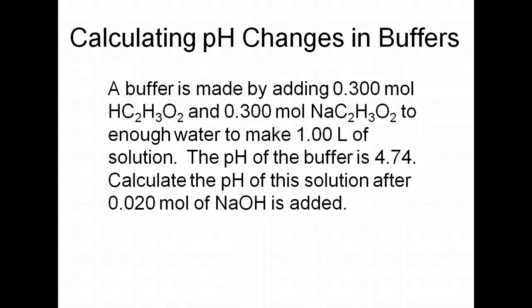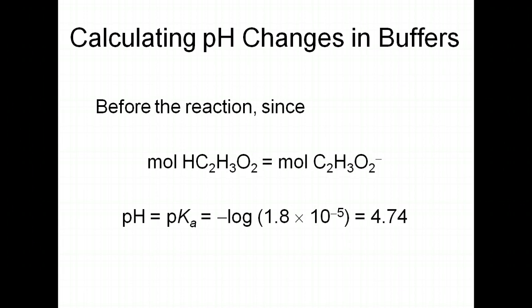Okay, this is the second part of the lecture for Chapter 17. Last time we were seeing that we had equal parts of acid and its conjugate base, and the initial pH was 4.74. Now we're adding in some base, and we want to see what kind of change it's going to have on the pH of the buffer.